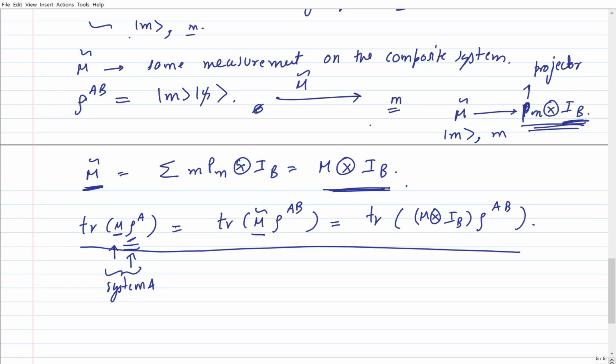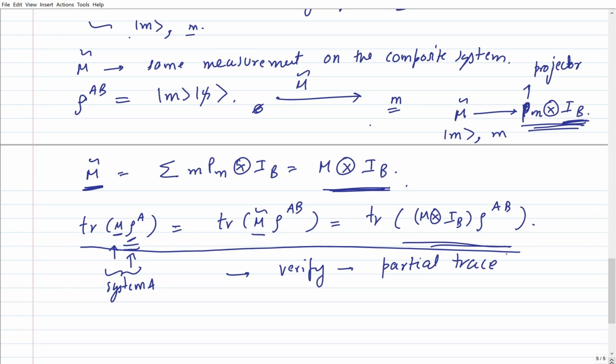what I require: that a measurement on the joint system, the same measurement on the composite system, gives me the same statistics as one done on the subsystem alone. So we can see, in fact, you should verify that partial trace indeed satisfies this.